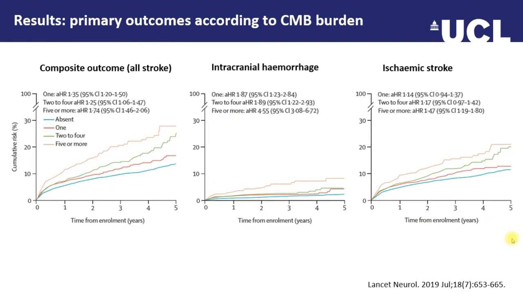But the most interesting finding is, how did microbleed burden influence these events? And you can see for the composite outcome there was a clear graded relationship as the microbleed count increases. The orange curves are patients with 5 or more microbleeds. And you can see that for intracranial hemorrhage, the risk really seems to go up substantially with 5 or more microbleeds. For ischemic stroke, there's also a graded increase, but it's less steep, particularly when we get to 5 or more microbleeds, than there was an increase for intracranial hemorrhage hazard.